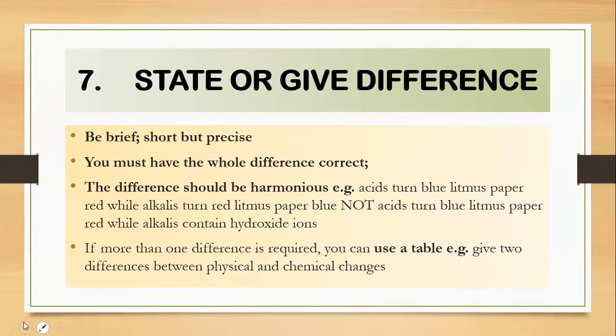That is one. Number two, the difference must be harmonious, meaning it must match on either side. For example, a learner may be told to write the difference between an acid and an alkali. If you say an acid turns blue litmus paper red, while an alkali turns red litmus paper blue, that is both correct and it is harmonious. But look at this statement. Acids turn litmus paper red, which is correct, while alkalis contain hydroxide ions, which is also correct. But that difference is not harmonious. And that is when the table will come in very handy. It will help you to see that you are comparing matching items. So you should not forget that in the difference, it must be correct and it must be harmonious.